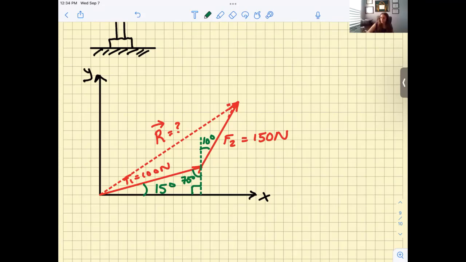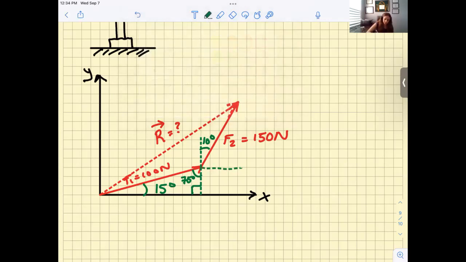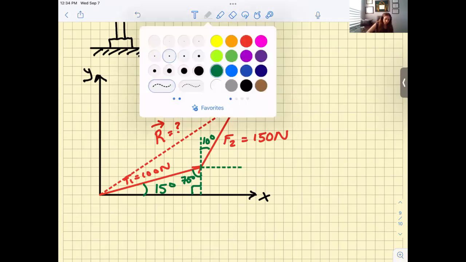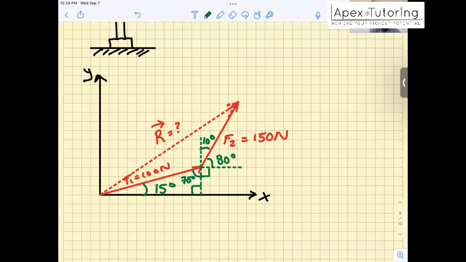Okay. Let's see. What else do I know? I know that if I draw another horizontal line here, then this angle is also 90 degrees. What is this angle? 80. Correct. Why is that? Because 80 plus 10 is 90. Very good. Okay, and so therefore, what is this angle?